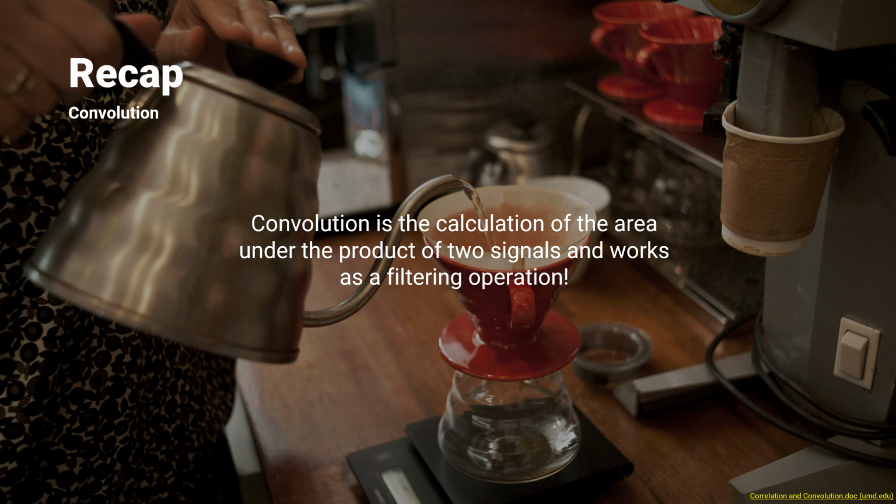Just to quickly recap, convolution is the calculation of area under the product of two signals, and it works as a filtering operation. So you can pre-combine multiple filters together, and you can utilize them to filter and look for something like Waldo or the traffic cylinder we talked about before.